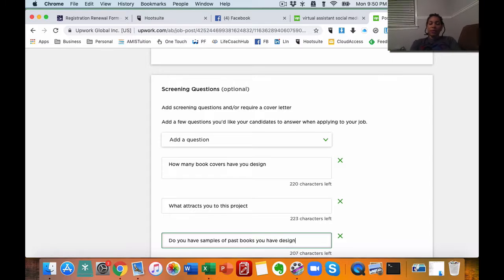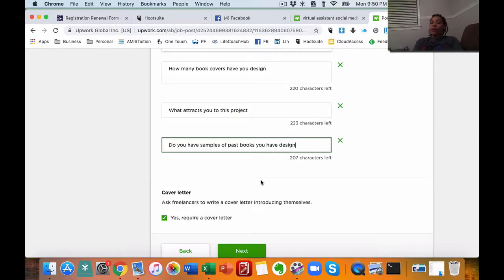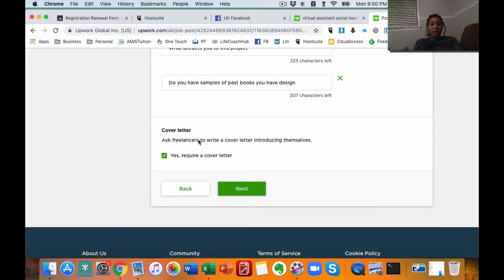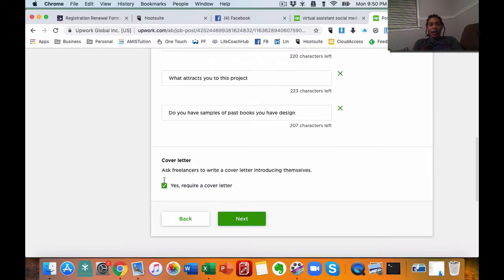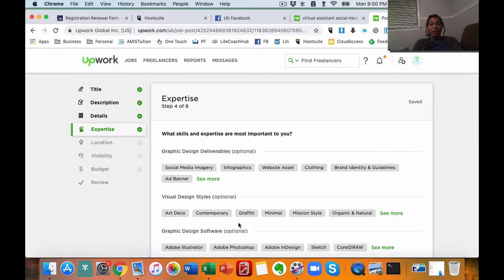Now you see, because most of these people are going to be bidding, you might reach out to a specific person, but if that person's not available, there are going to be other people who actually bid. And then yes, so you can add up to 5 questions, and you would require a cover letter. Okay, so you want to look at how they introduce themselves.